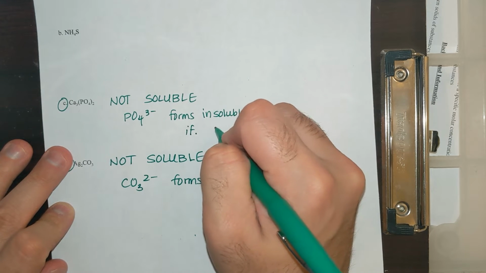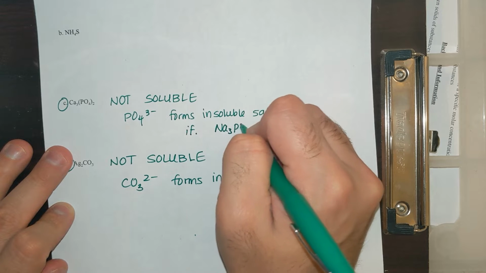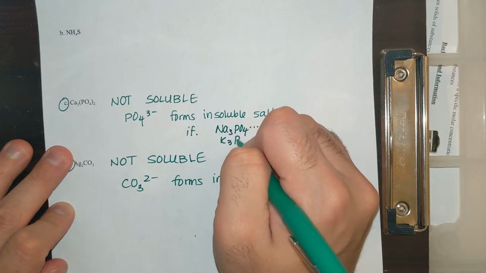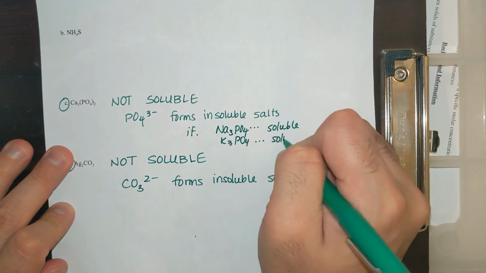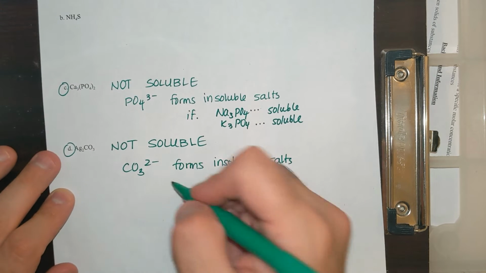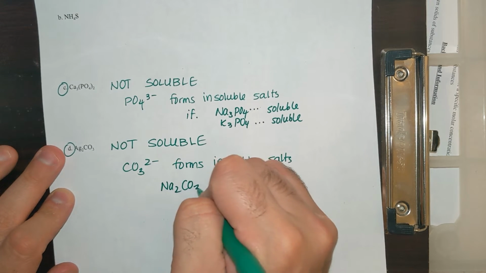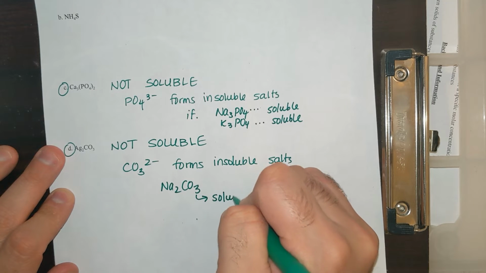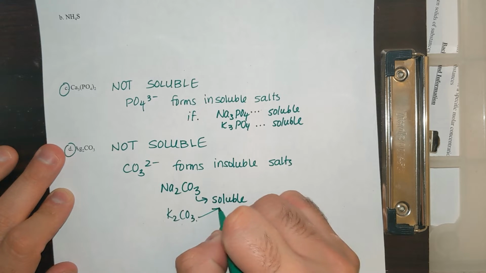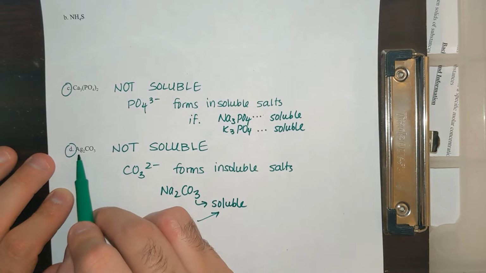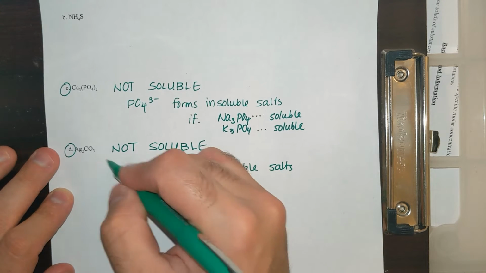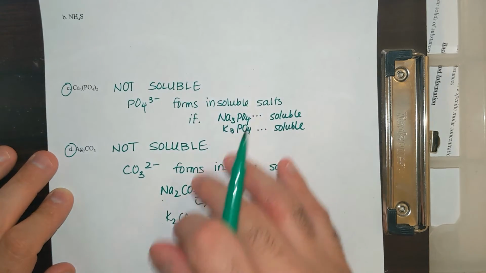If it was sodium phosphate, this would be soluble. If it was potassium phosphate, that would be soluble. But calcium phosphate is not soluble. Same thing with Ag2CO3. If it was Na2CO3, that would be soluble. If it was K2CO3, and you're going to see this in the lab, that's also going to be soluble. But Ag2CO3 is not soluble, and the Ag is not an exception. And you're going to see rules like that.